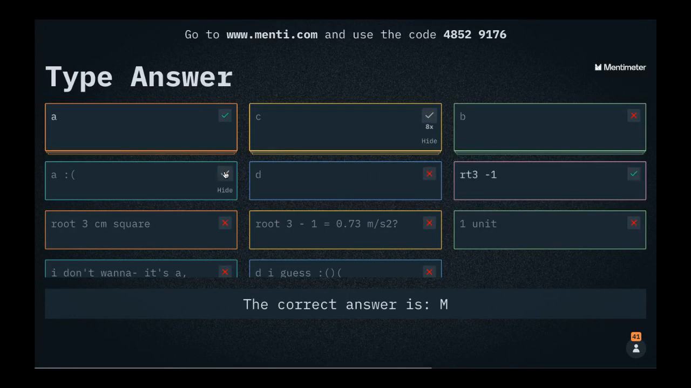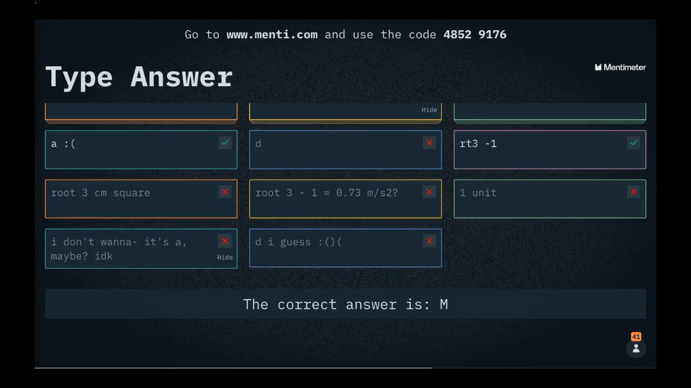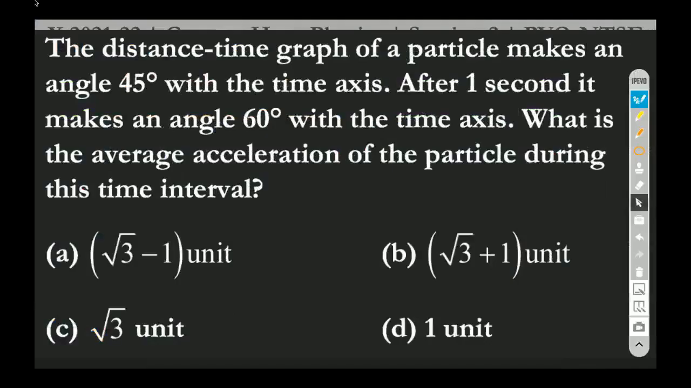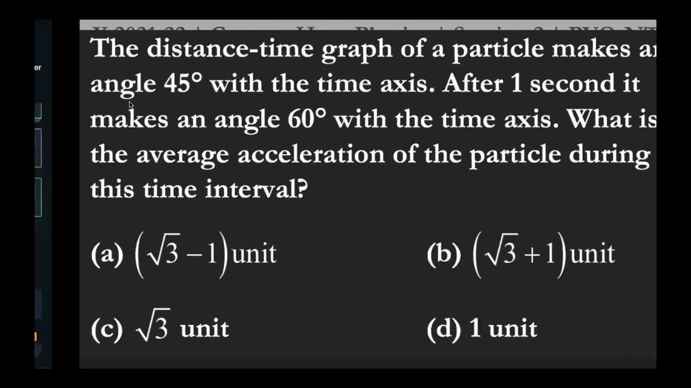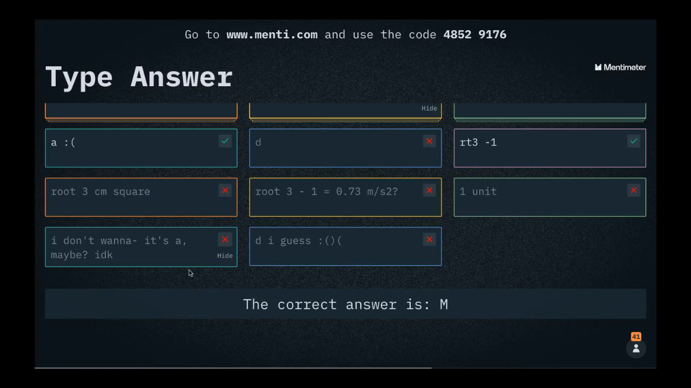Wait, so this is a distance time graph, not a velocity time graph, right? That's why we needed slope, right? In order to calculate velocity, we needed slope. Got my point? Okay, sir.